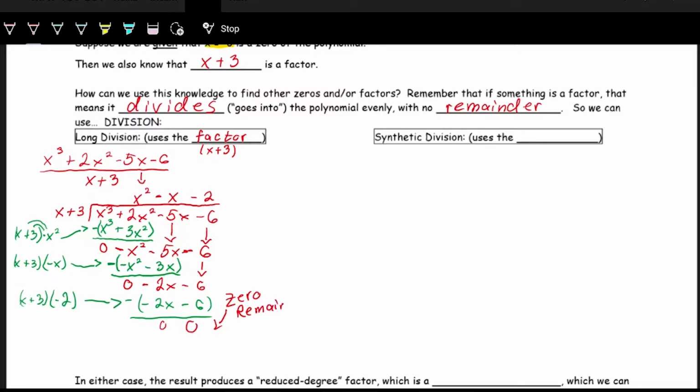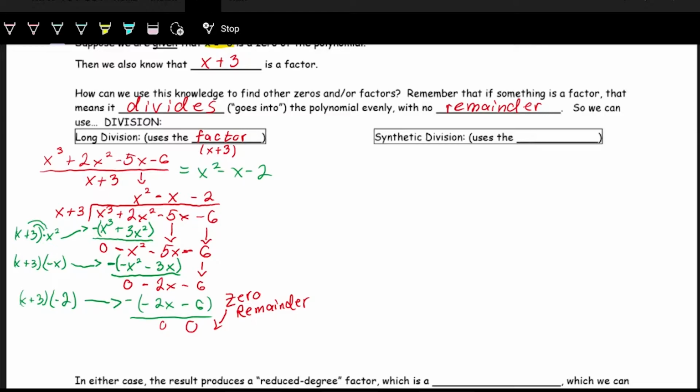Because a 0 remainder means there are no other remainders and this divides nicely. And so what we can say here is that when we do this division, what we end up getting is x squared minus x minus 2.